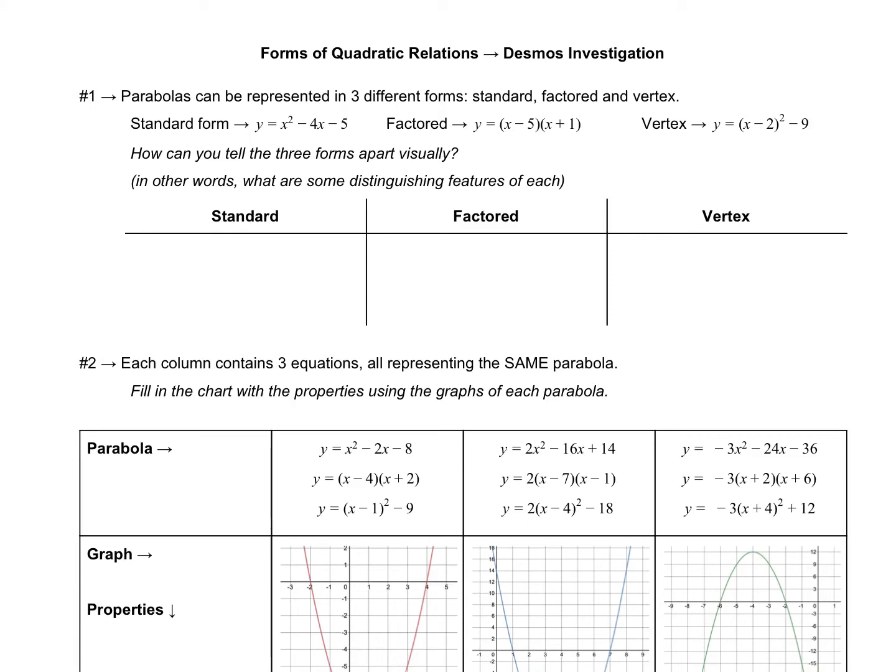Quadratic relations can be represented in three different forms. We have standard form, like this first one. We have factored form, which we have already seen, and we have vertex form right over here. So first thing, just by looking at them, what are the distinguishing features of each form?